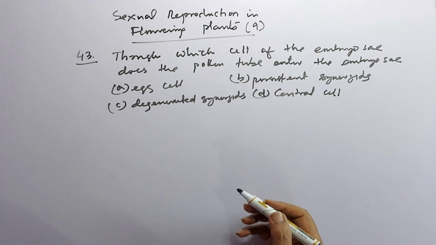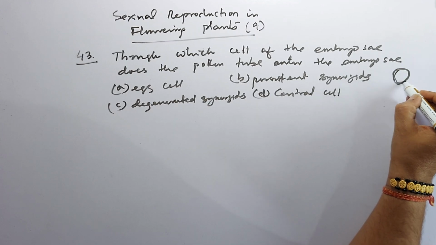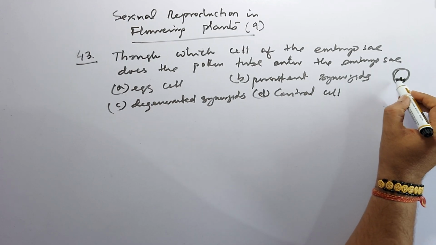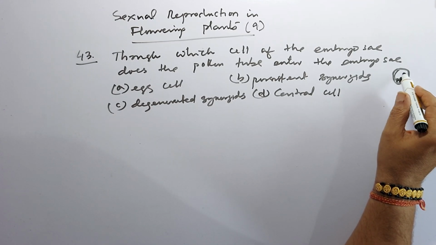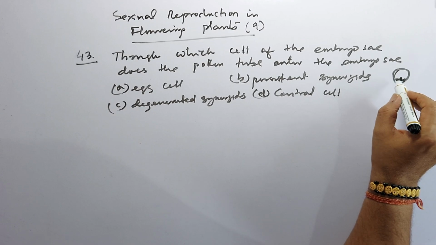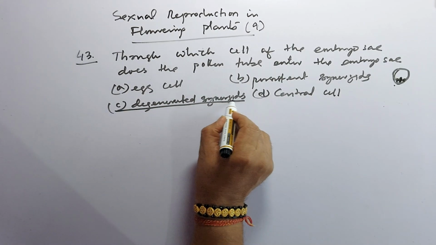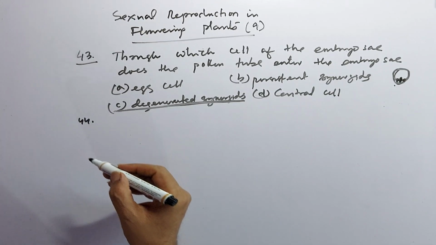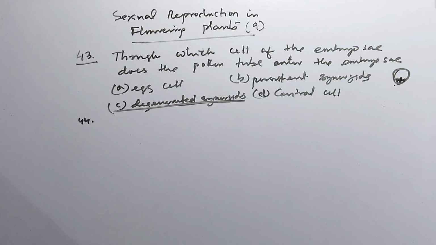So really what happens at the time of entry into the embryo sac, the egg apparatus, the ovum and the synergids are there. Really the synergids disintegrate. But through which one does the pollen tube enter? The correct answer is degenerated synergid. Then question number 44.